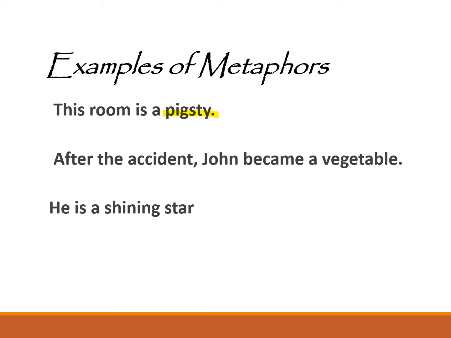Moving on, after the accident, John became a vegetable. Definitely John can't turn into a vegetable like magic, correct? Like a fruit or vegetable. But to say he's a vegetable means that he can't move and is still like a vegetable. Again, he is a shining star. Definitely you can't be a star, you're a human being. But to say you're a shining star shows that this guy stands out. He's amazing, he's probably the one outstanding among the rest of the people.